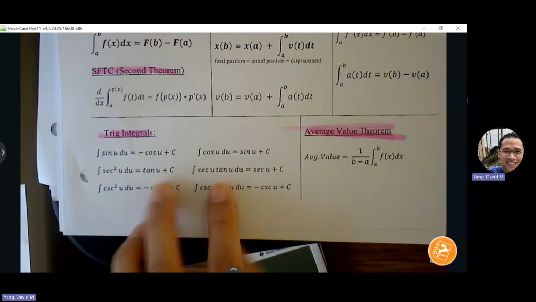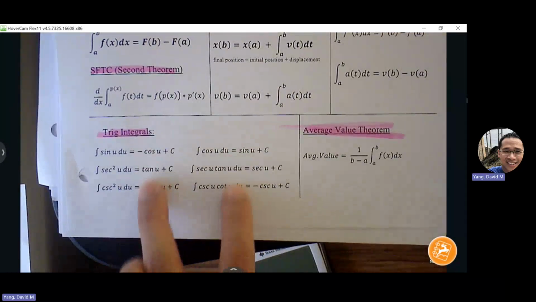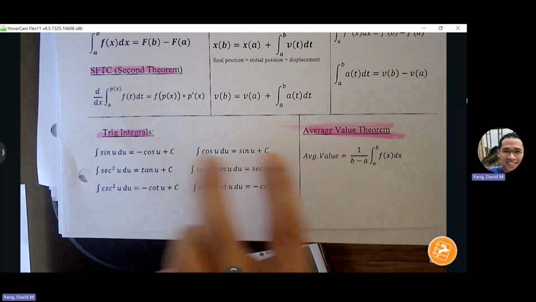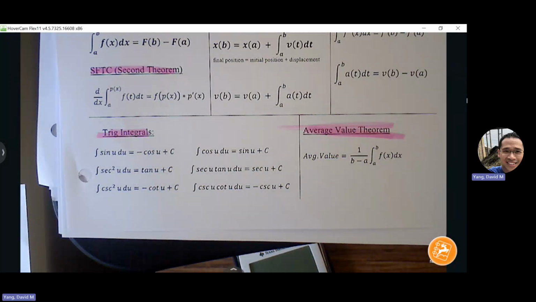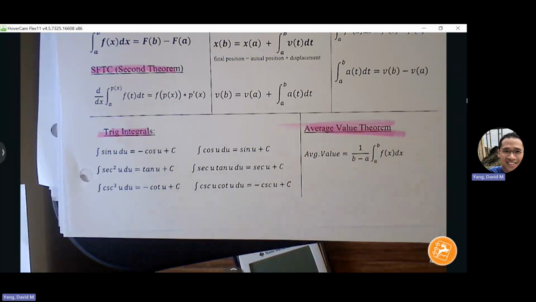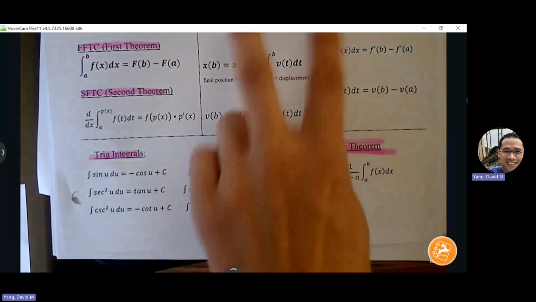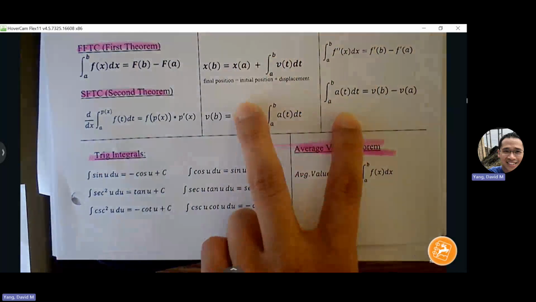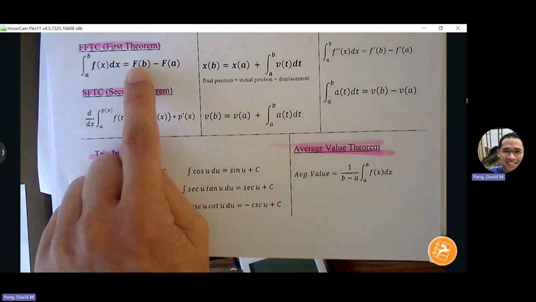The trig integral rules, the hope is that there's no need to memorize these, that you're just working backwards from the derivative rules. And then finally, average value theorem. What variations do you know those? Oh, the variations, this will be good for the calculator portion, but not for the non-calculator. Yeah, this is all we need for the calculator.